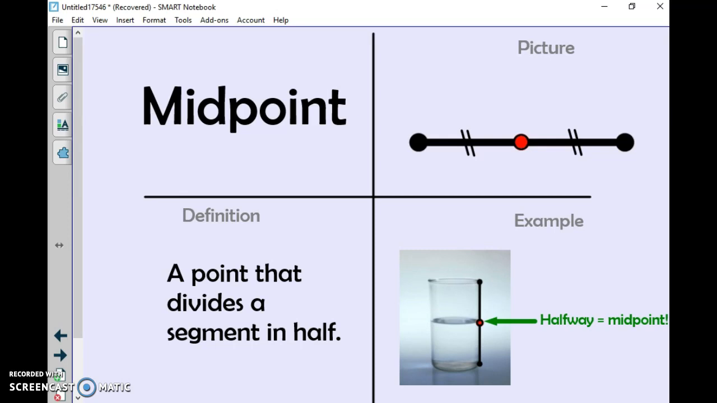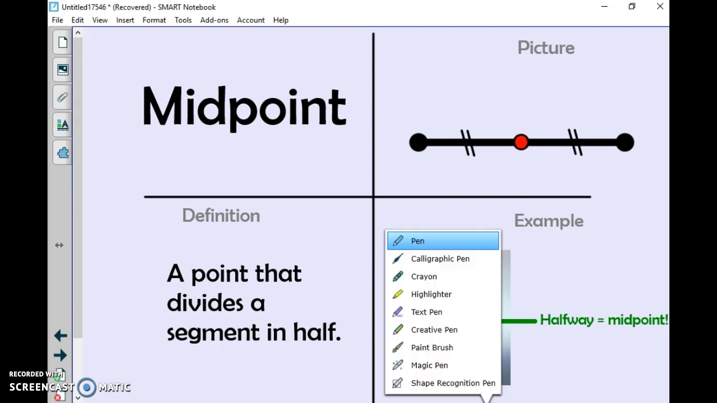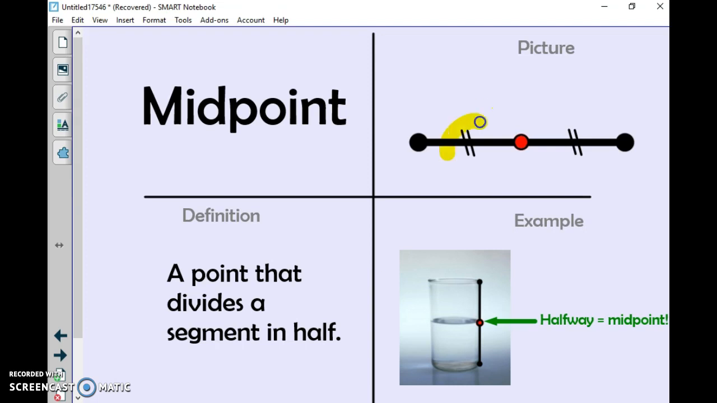There's an example with our glass of water. And I want you to notice, anytime you have congruent things, you want to make sure that you put these tick marks on them. Okay? Tick marks let me know that you know that they're equal. So again, for a midpoint, it's in the middle, and you have to put those tick marks.